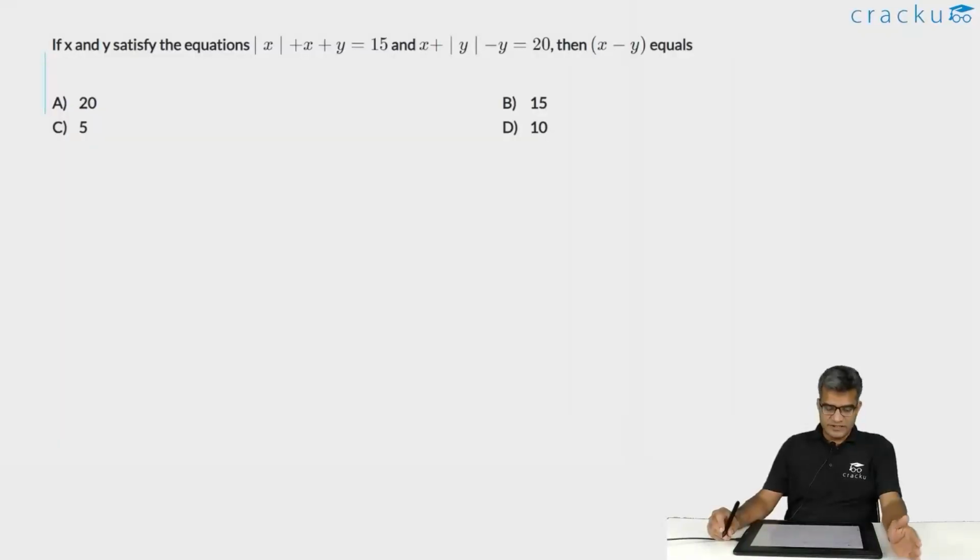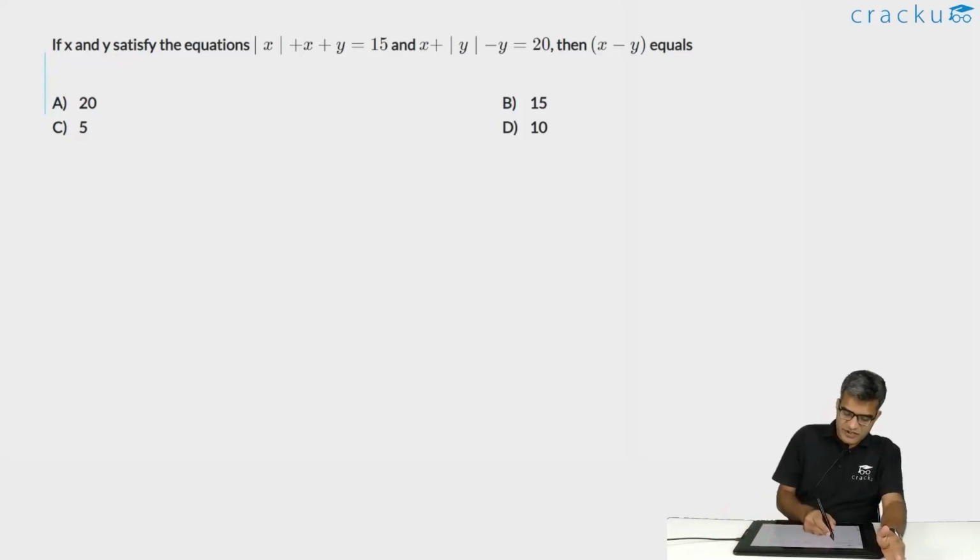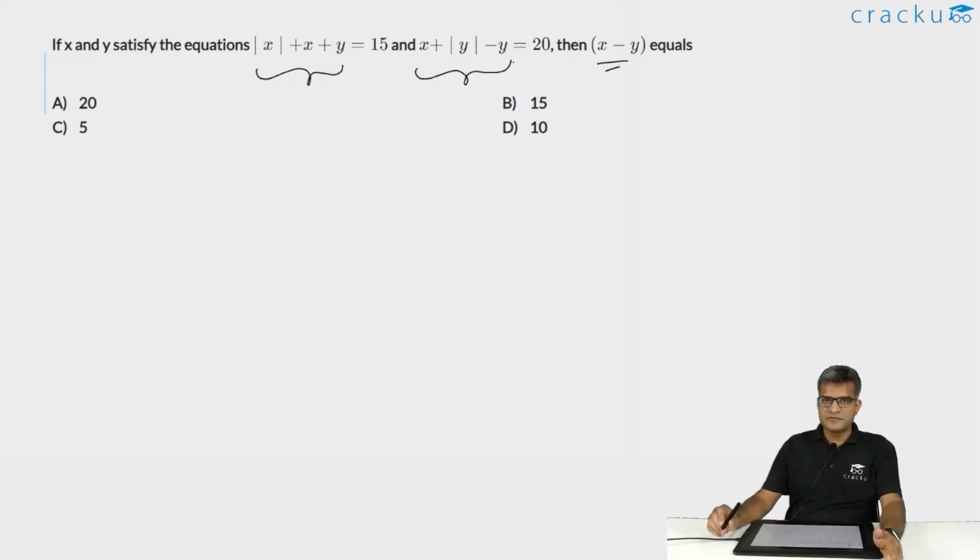In this question, we are told that x and y satisfy the equations modulus of x plus y is 15 and x plus modulus of y minus y is equal to 20. We are asked to calculate the value of x minus y. So here we have 4 cases. Either x is positive or negative. Similarly, either y is positive or negative. But if you think about it, we don't need to consider all the 4 cases.